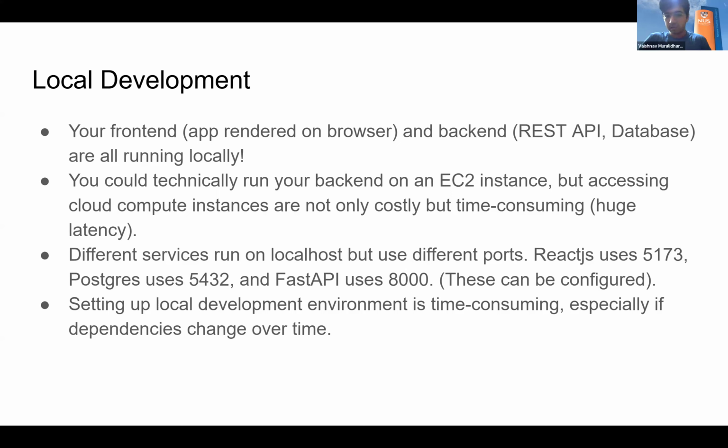You have different services that are running on localhost but using different ports. Let's assume that I'm using React.js as a front end, Postgres for my database server, and FastAPI as my API server. The default ports, for example, for React.js is 5173, it used to be 3000 if I'm not mistaken. Postgres default is 5432, FastAPI is 8000. You can configure these, but essentially think of each port as something that maps to a process.